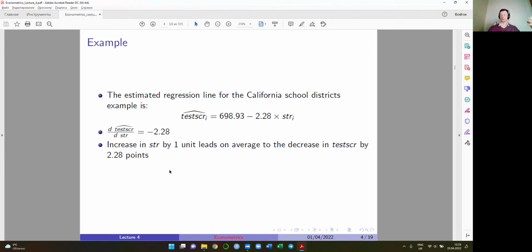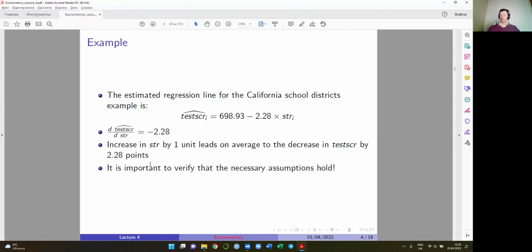So the causal effect of an increase in STR by 1 unit is minus 2.28 points. If STR increases by 2, then we multiply 2.28 by 2 and we have 4.56, right? So the test score will decrease by 4.56 and so on. So that's the idea, and that's the meaning of this number.